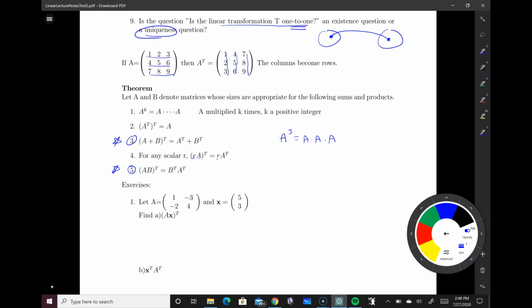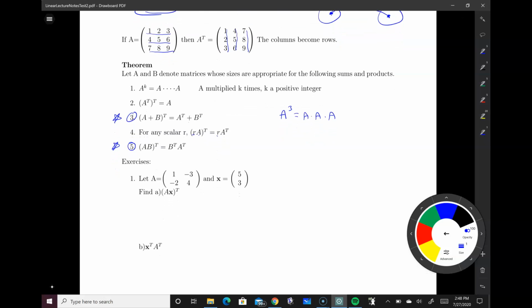All right, so let's go do some of these. So here is asking us to go find what AX is equal to, and then transpose it. So let's go find AX. So AX, just write it down here, -2, 4 times 5, 3. So that matrix multiplication gives me -4, 2. All right, so AX transpose is the matrix -4, 2. So this column turns into the row.